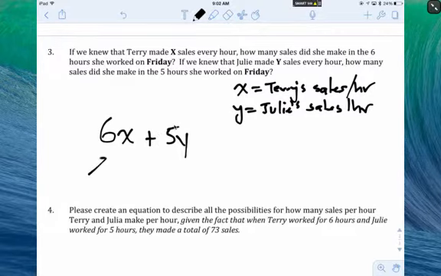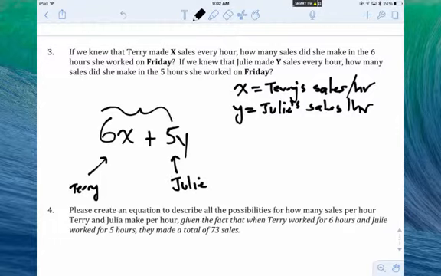So this is what Terry did. This is what Julie did. And this is the total for Friday, for the two of them. Okay, phenomenal. Well, now let's try to create an equation here. We've got an expression to describe all the possibilities for how many sales per hour Terry and Julie make per hour.